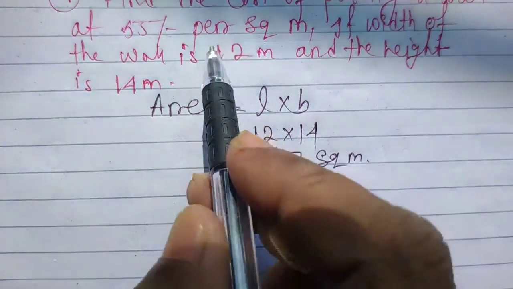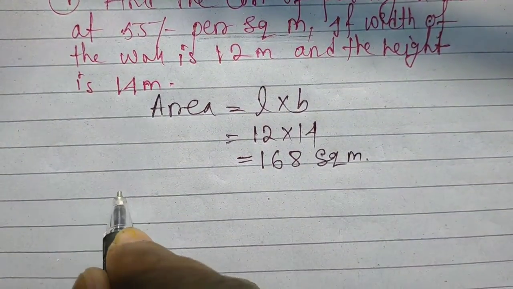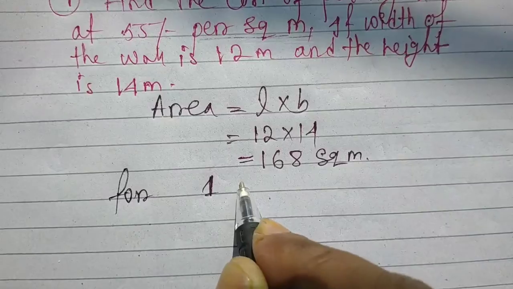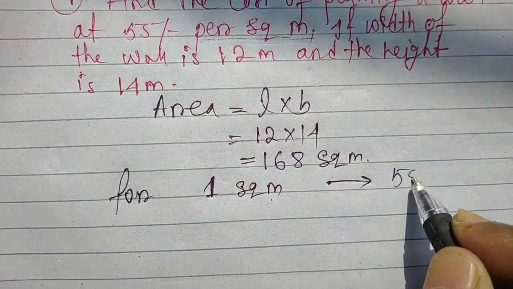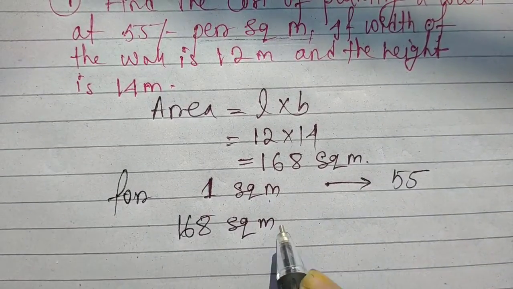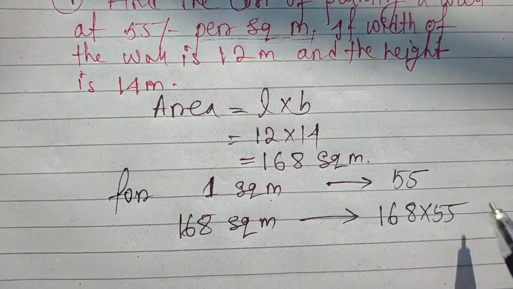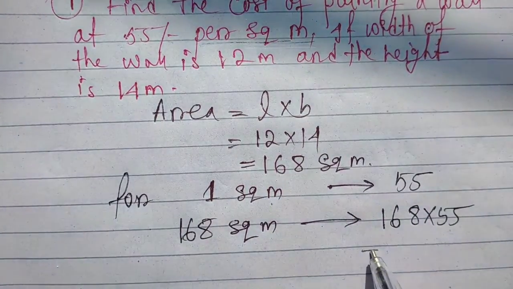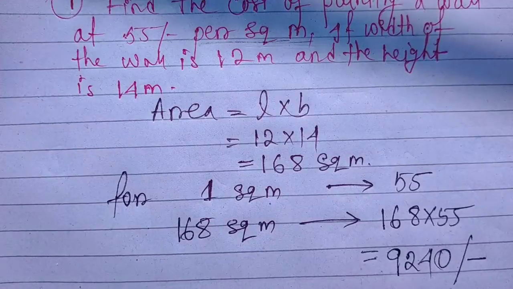Now per square meter the cost is 55. So for 1 square meter the cost is 55 rupees. So for total 168 square meter, the cost will be 168 into 55. So total cost will be 9240. Understood everyone? Now try to solve another question.